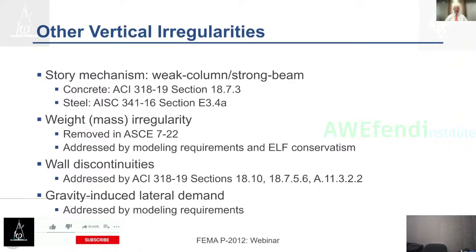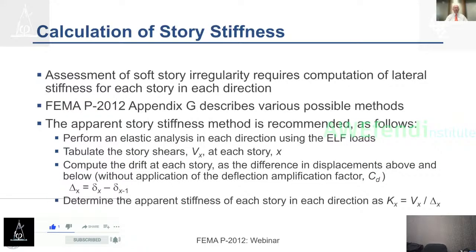We mentioned that the weight irregularity was removed. Wall discontinuities for concrete walls are addressed in ACI 318, not in ASCE 7. And we talked about how thinking about gravity-induced lateral demands is something we need to do in our analysis, or else the results are suspect.